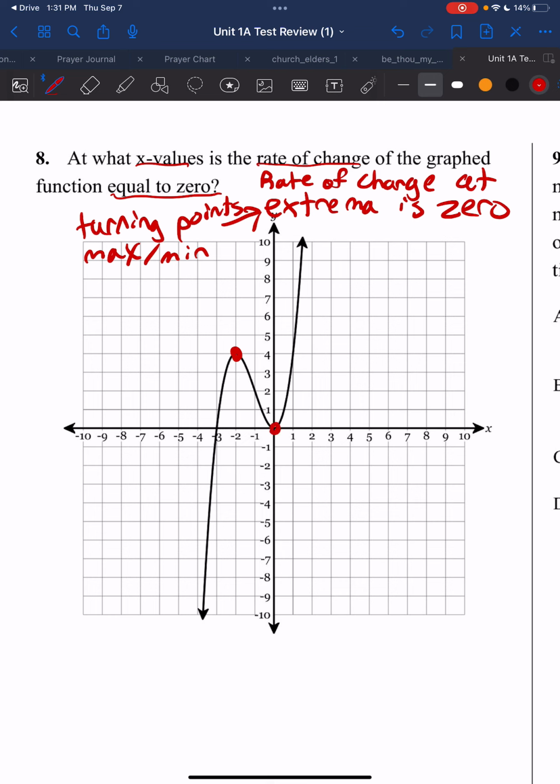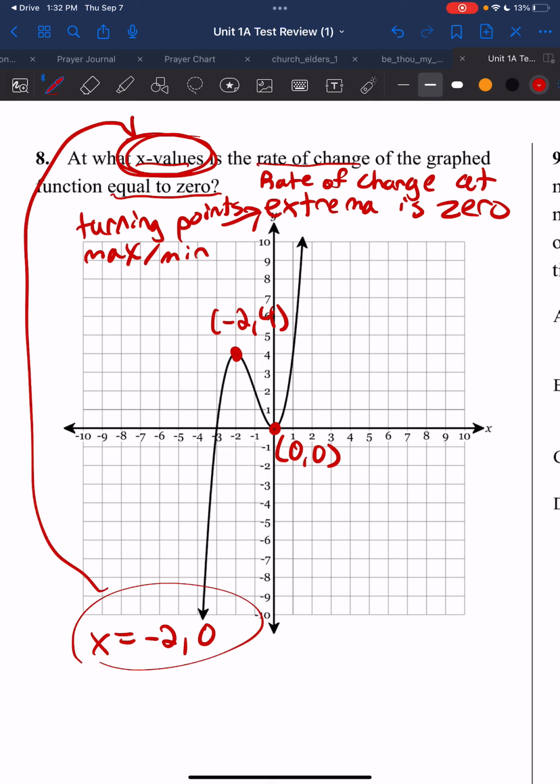So right here and right here, that is 0, 0. And this is -2, 4. And I look at what the question wants here. It wants the x values. So x equals -2 and 0 would be the answers. Sorry about that. Would be the answers for this. Okay.